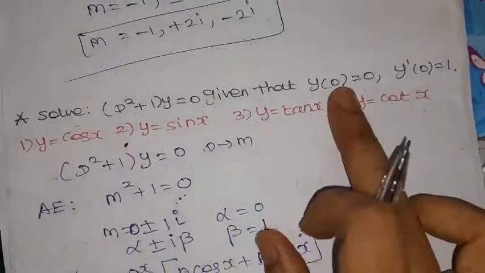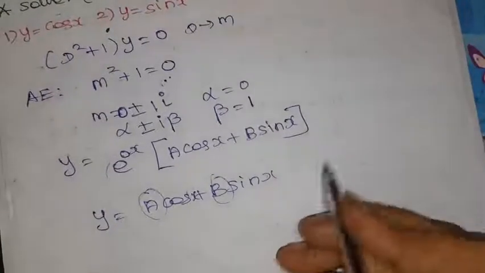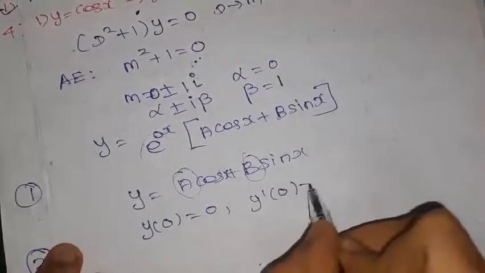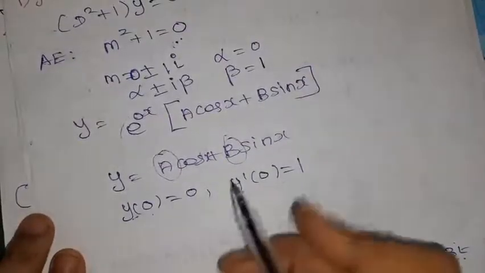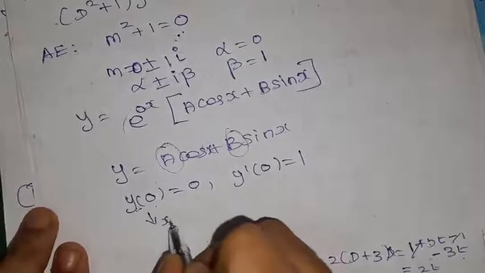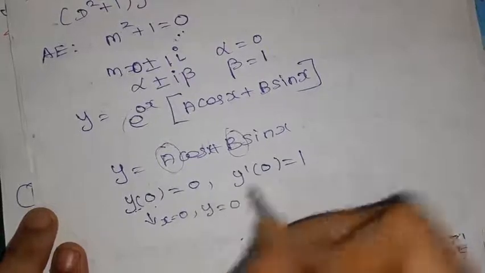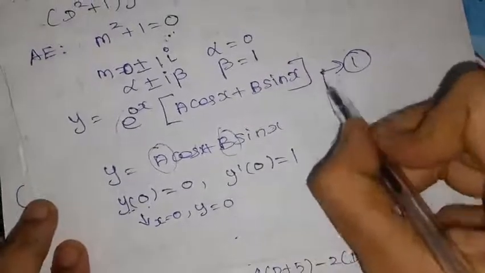So what is given? Initial conditions are given. So from this we find out the constant values and substitute them in this equation. We will solve this. So y of 0 equal to 0, and the next one, y dash of 0 equal to 1. First we will apply y of 0 equal to 0, which means that x equal to 0, when x equal to 0, y value equal to 0. Say it is equation 1. So substitute x here, this one.